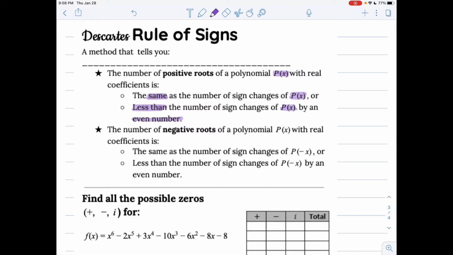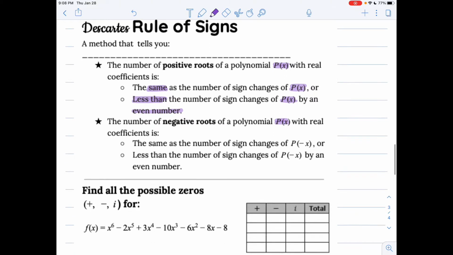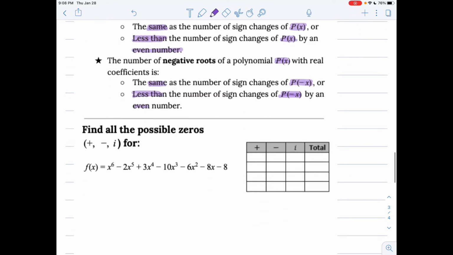The number of negative roots for that same function p of x is going to be the same as the number of sign changes for p of negative x. So we're going to have to go in and replace every x with a negative x in order to count sign changes. And then the same thing applies, that it can be less than that by an even number. So again, we're going to evaluate our function at a value of negative x to do that. Let's see what that looks like. It'll help to see the example.